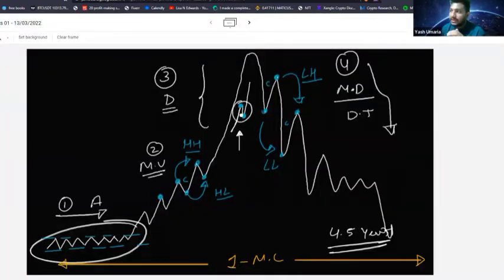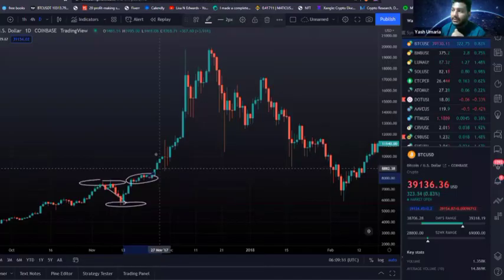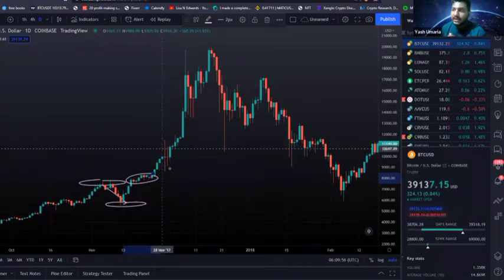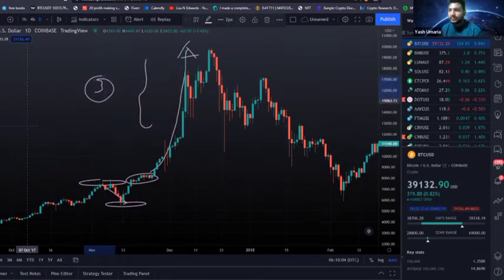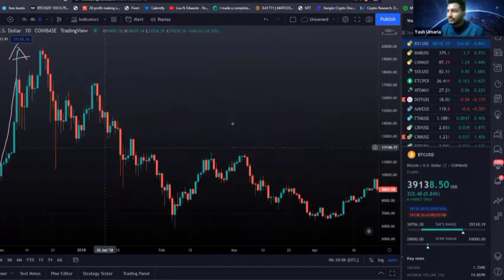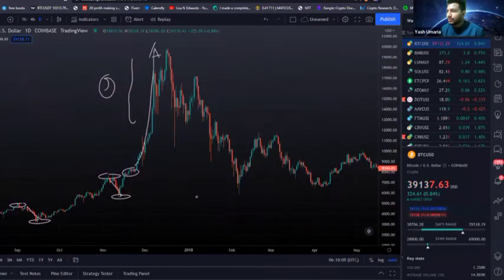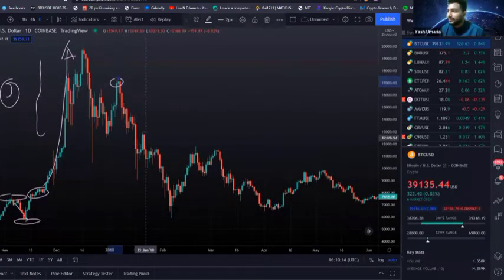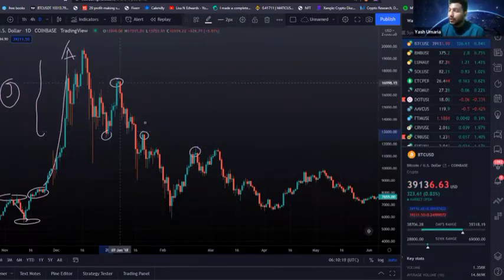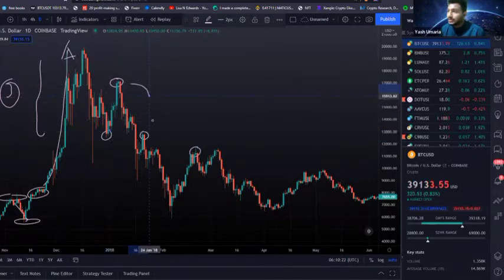See, the market tried to correct itself in this area. Okay, but the FOMO, fear of missing out, or the greed is so much that the market is not able to correct itself, and then it goes parabolic. And that is the third phase, distribution. Now, once the third phase is completed, what is going to happen? The market will enter into the fourth phase. And in this one, we can clearly see lower highs and lower lows.